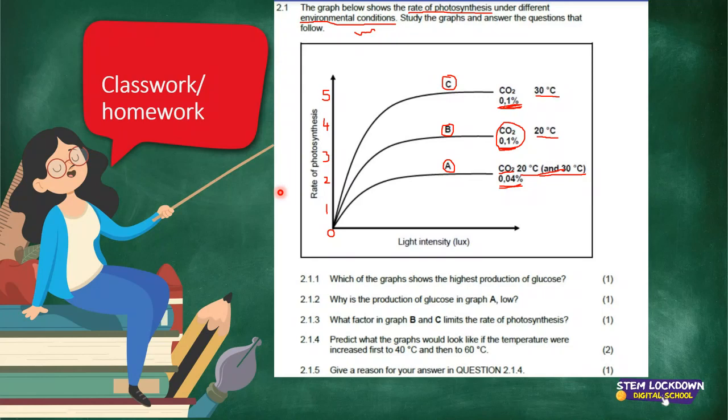So question 2.1.5 says, give a reason for your answer in question 2.1.4. So firstly, guys, do we all understand question 2.1.4? Do we all understand the answer for question 2.1.4? If there is any confusion that you guys have, please ask questions so that we can clear up the confusion.